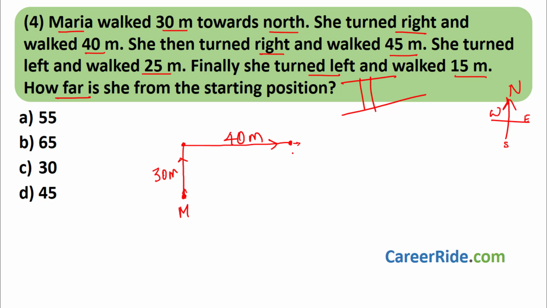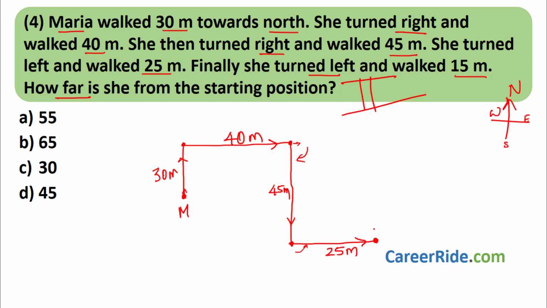Then she turned again right and walked 45 meters. Again she turned right, means she is turning on this side. Correct? Right for Maria now will be on this side and she is walking 45 meters. She will go like this and walk 45 meters. Right? And now she is facing in this direction, that is south. She turned left. Now for the south, left will be what? Left will be this side, correct? So she turned left. Turning left means by 90 degrees. She turned left and walked for 25 meters. And now she is over here, okay?